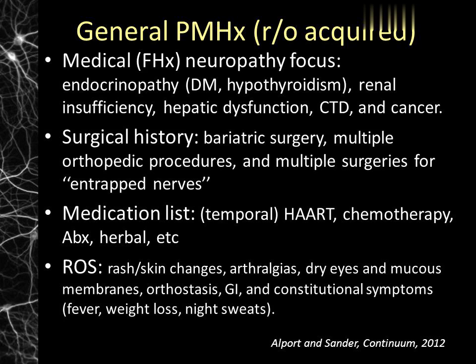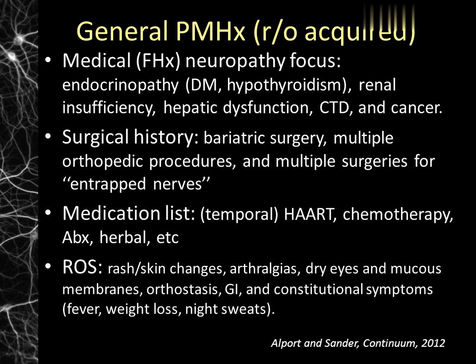Medical and family history with a neuropathy focus: endocrinopathy, diabetes, hypothyroidism, renal insufficiency, hepatic dysfunction, connective tissue disease, and cancer. Surgical history: bariatric surgery, multiple orthopedic procedures, and multiple surgeries for entrapped nerves. Medication list, temporal relationship, heart, chemotherapy, antibiotics, herbal, etc. Review of systems: rash or skin changes, arthralgias, dry eyes and mucous membranes, orthostasis, GI, and constitutional symptoms, fever, weight loss, night sweats.